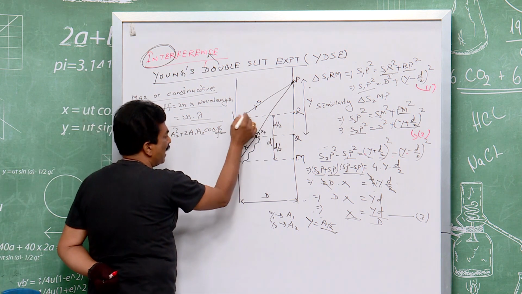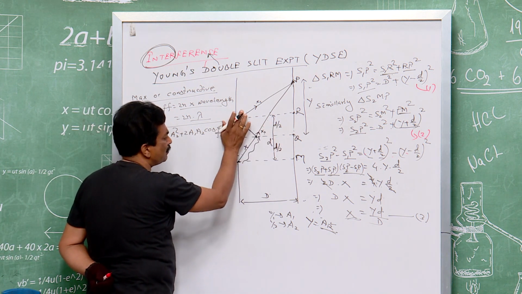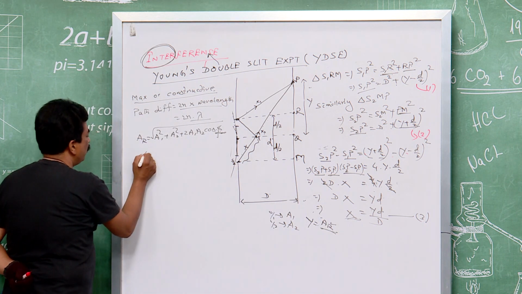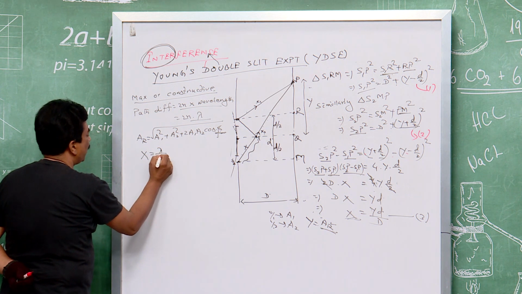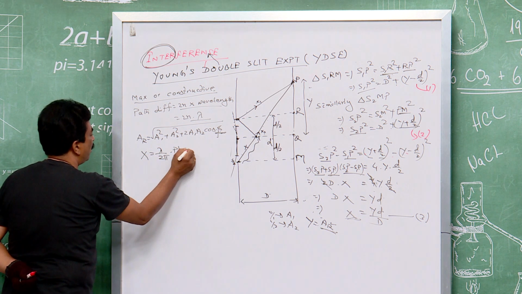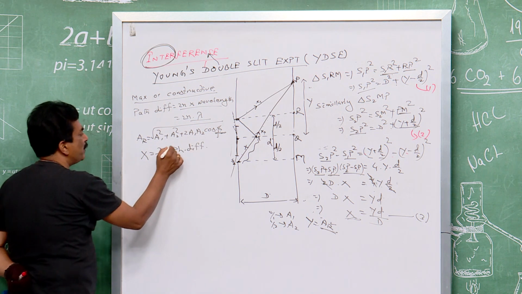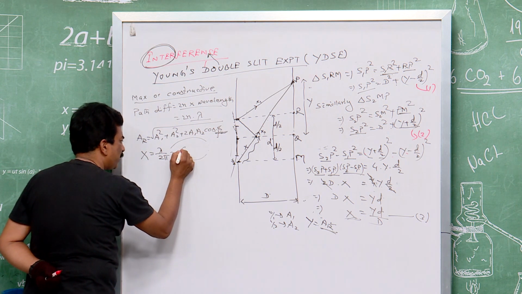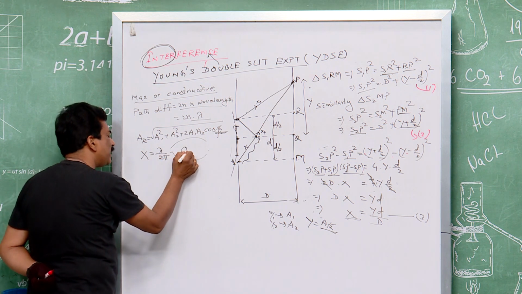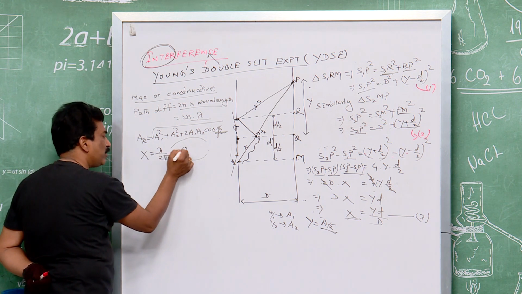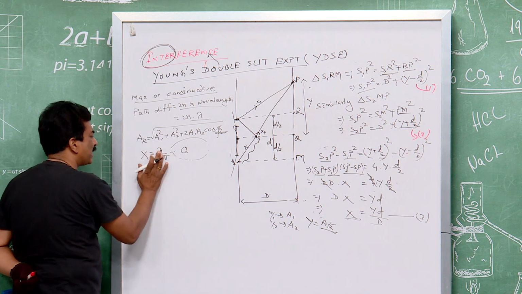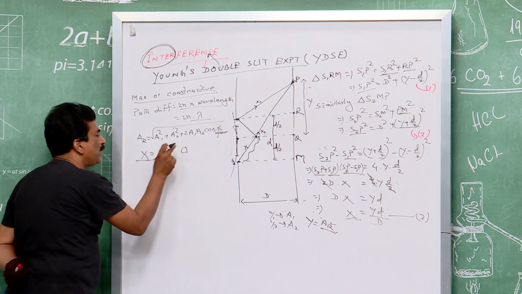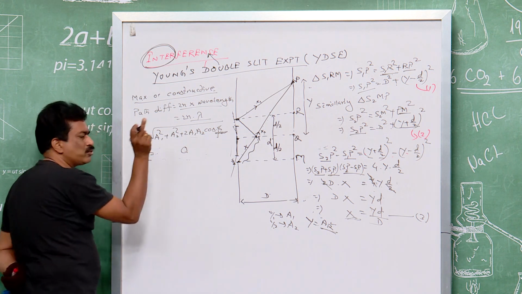If the two waves have no phase difference, means their path difference is the same. x is equal to lambda by 2 pi into the phase difference. If this phase difference phi is equal to 0, then x is equal to lambda by 2 pi into 0. Then what is the value of x? x value is equal to 0. x means path difference. When path difference is 0, the resultant amplitude is maximum.